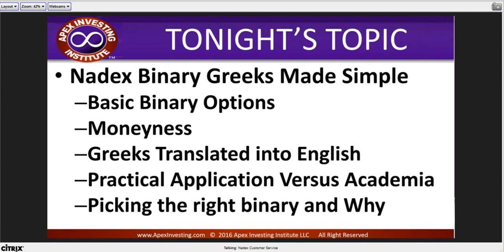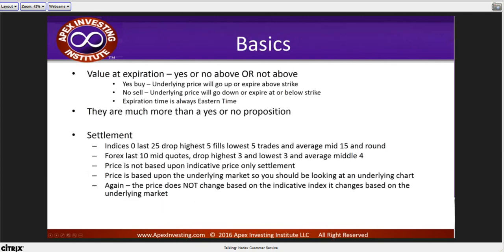Today, we're going to talk about a little bit different topic. We're going to be going into Greeks, but I'm going to be translating those Greeks into English and help them be practical versus academic. Understanding them will help you pick the right binary, know why you're picking the right binary. This is one of the biggest steps, and really all this comes down to is how they move, and why they move, why the price changes.